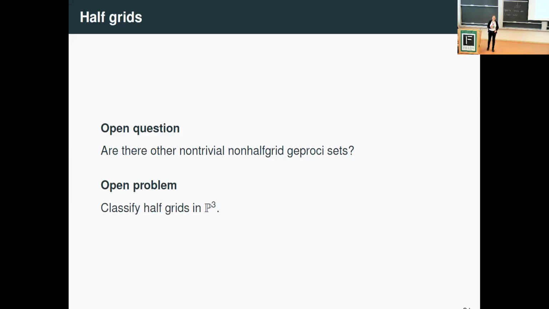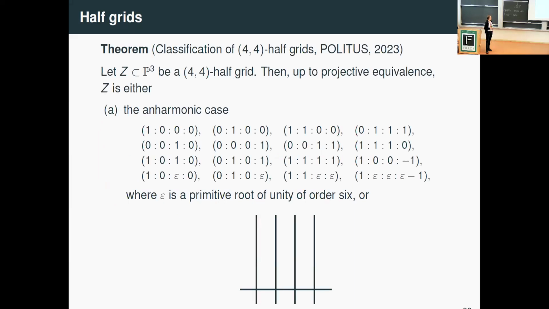Okay, but if we don't know how to deal with non-trivial, non-half-grid Geproci sets, we may try to classify half-grids. So how many non-projectively equivalent half-grids are there? We were studying this topic in the preprint from 2023, and the result is the classification of 4-4 half-grids.